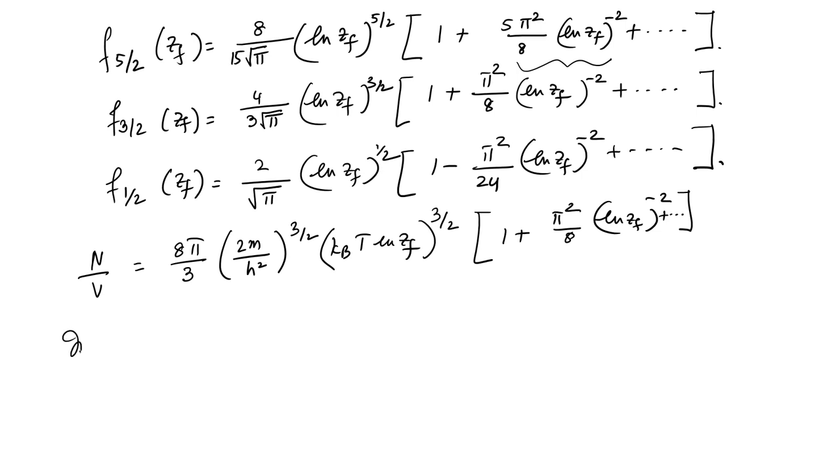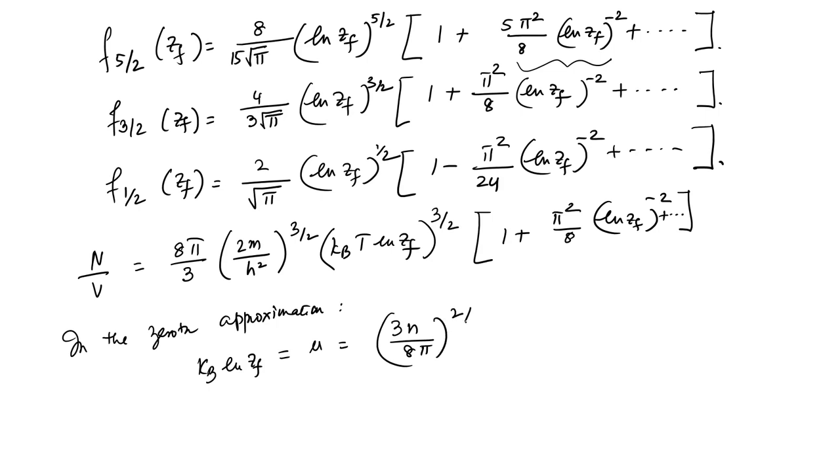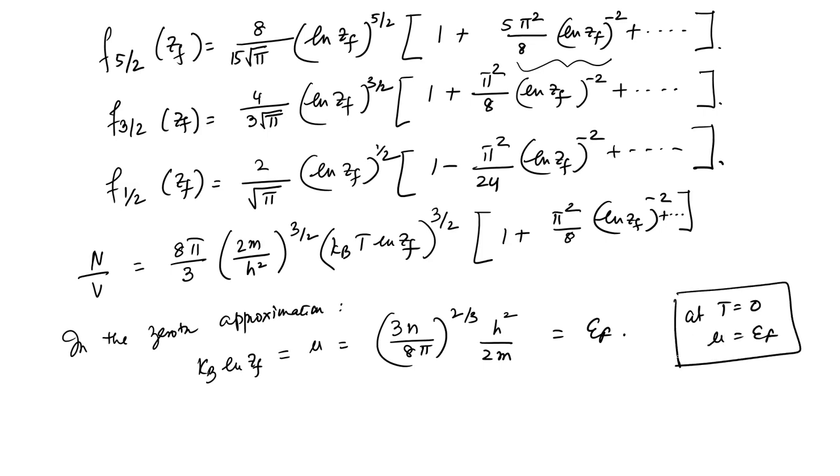So, in the zeroth approximation, that is at zero temperature, what do we have? We have kT log ZF equal to mu, which is equal to (3n/8π) to the power 2/3 times h²/2m, and this is nothing but epsilon F. So at t equal to 0, mu is equal to epsilon F, which is what we said earlier, that they are not distinct. If you neglect all other terms, you get this one term, and that gives you this kT log ZF. There's a T that's missing here. So that's your epsilon F.